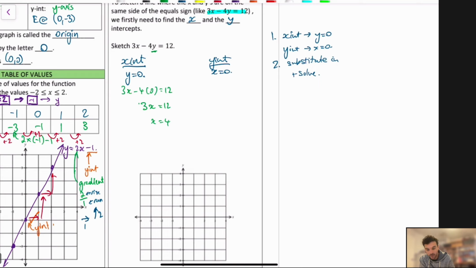Now we have our coordinate. When x is 4, y is 0. Okay, we've got our first coordinate, and this is our x-intercept. For the y-intercept, we've got the same thing, but in this case, x is equal to 0. So here we go.